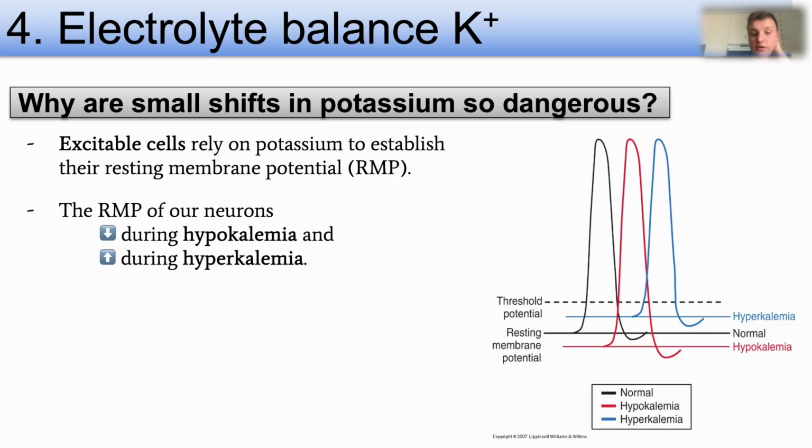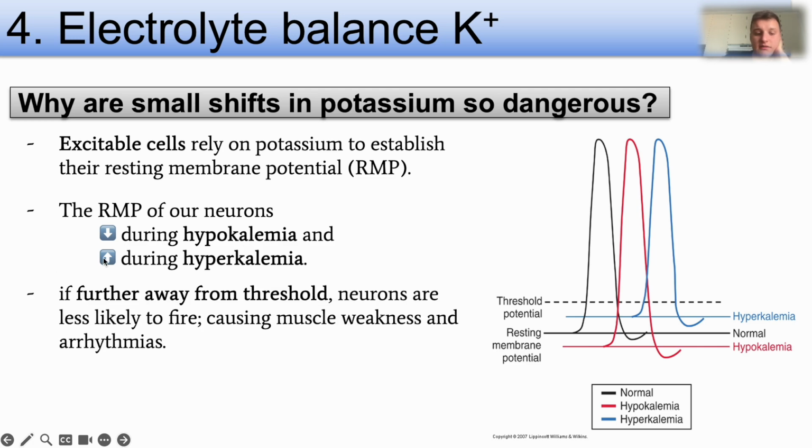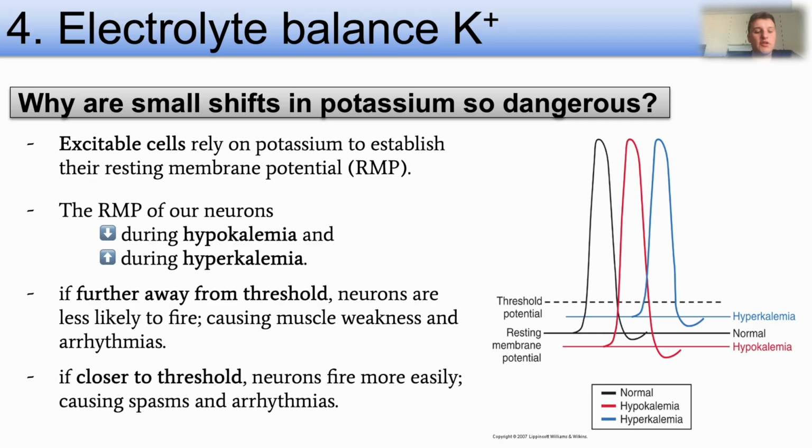The resting membrane potential of neurons will decrease during hypokalemia. You see hypokalemia decreases the resting membrane potential, and it increases during hyperkalemia, right? If it's further away from the threshold, neurons are less likely to fire, and that'll cause muscle weakness and different arrhythmias, okay? Now, if it's closer to threshold, neurons fire more easily, and this could cause spasms in different parts and arrhythmias, right?